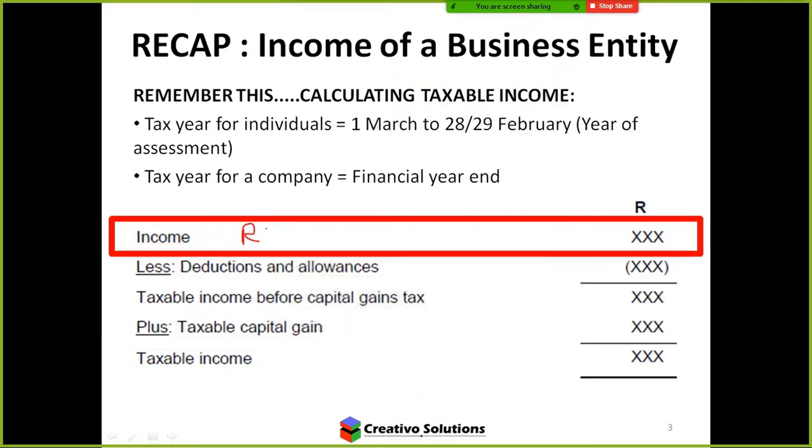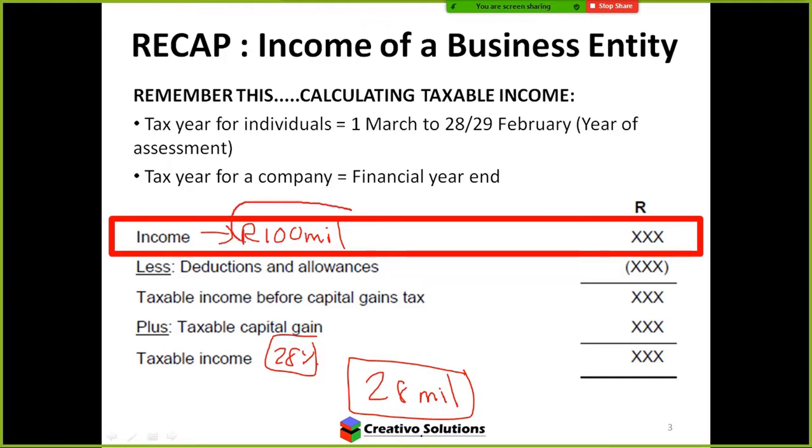Let's keep the figures very big. Let's say you're earning income as a large company, 100 million plus. We'll just keep it at 100 million. Let's assume that tax is applicable at 28% in South Africa. How much tax is this company actually going to pay? 28 million. If you're a large company, are you going to be happy paying 28 million of your 100 million to SARS? No, probably not. That's a lot to pay over to SARS. SARS would love that, but companies don't want to pay more, they want to pay less.